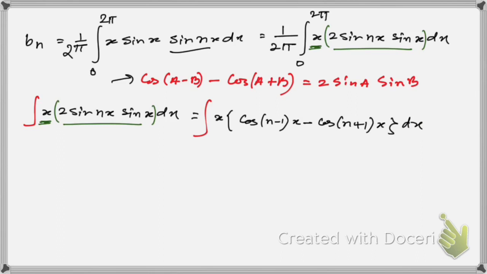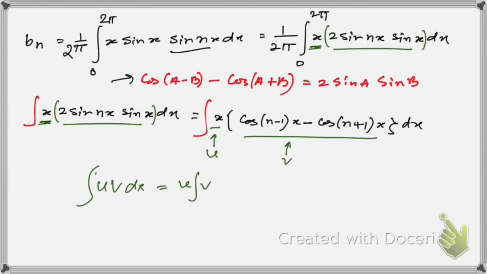Now let us use the product rule, taking this one as u and this one as v. I have already said many times: the integral of u v dx is u times the integral of v dx minus the integral of the derivative of u times the integral of v dx, whole dx. So let us use this property, this rule.